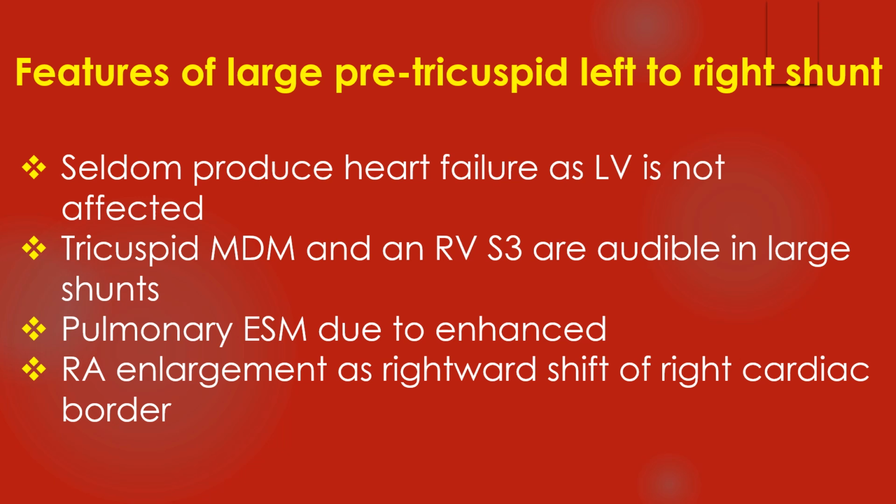Tricuspid diastolic flow murmur and an RV third heart sound are audible in case of large shunts. Pulmonary ejection systolic murmur due to enhanced flow is universal and in fact more easily audible than the tricuspid flow murmur. RA enlargement may be recognizable clinically by the rightward enlargement of the right cardiac border.